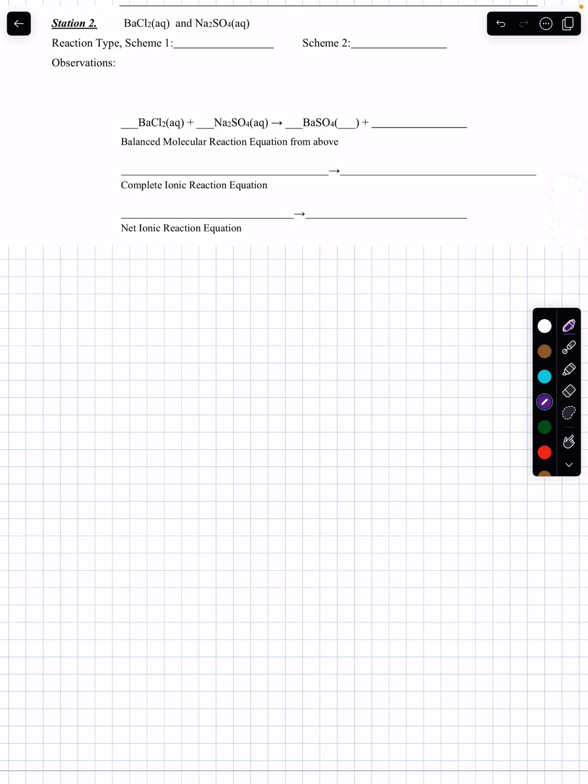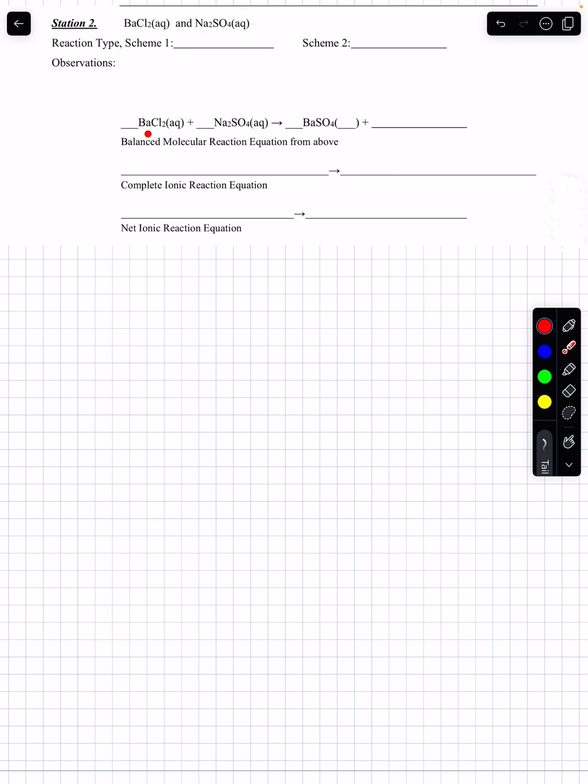So I think a lot of you could use a little bit of help in writing all of these equations for this experiment 10A. So let's look at station 2. I did station 1 on the board. Let's look at station 2. Okay, so in station 2 we've got barium chloride that was mixed with sodium sulfate.